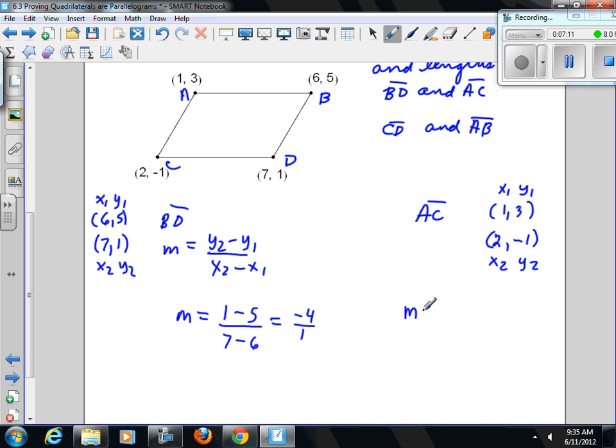Plug them into our formula. So you have y2 is negative 1, minus y1, which is 3, over x2, which is 2, minus x1, which is 1. And we end up with negative 4 over 1. So sure enough, the opposite sides are parallel. In this case, BD is parallel to AC because our slopes are the same.